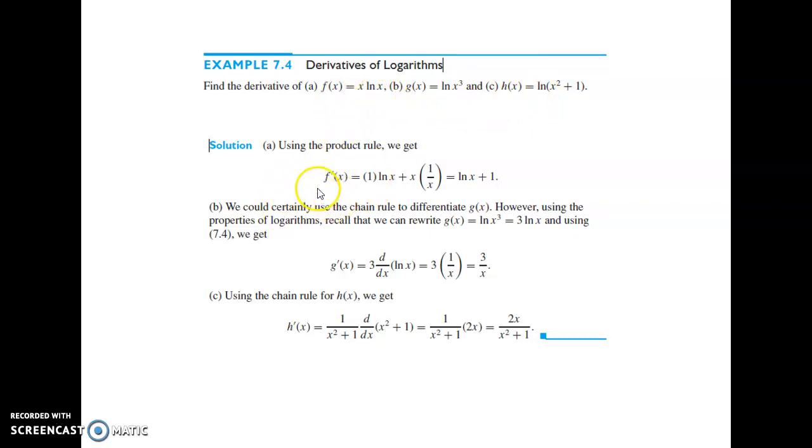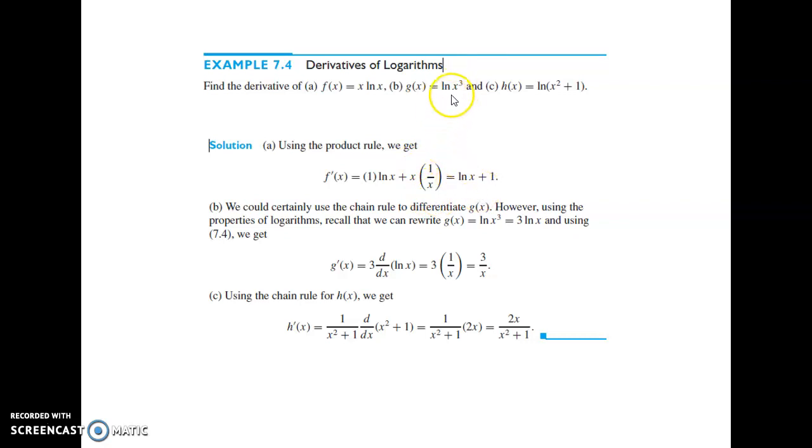So f prime x. So this is a power function times a logarithmic function, so I will use the product rule. Derivative of x is 1, ln x as it is, plus keep x as it is, derivative of ln x is 1 by x. I have the answer.